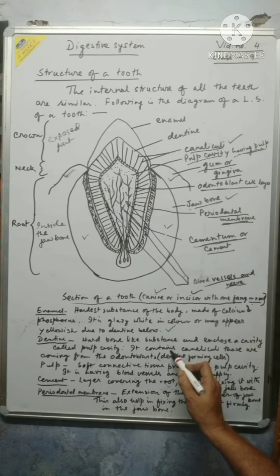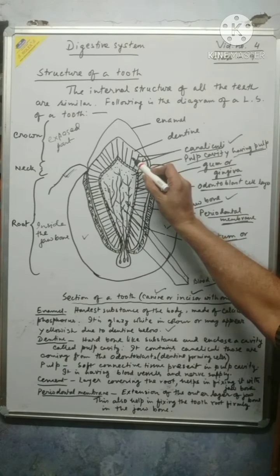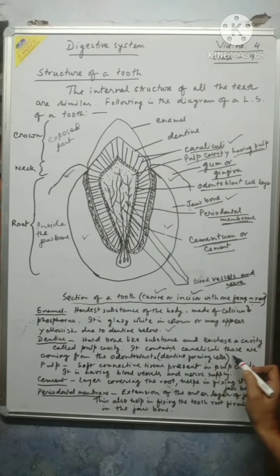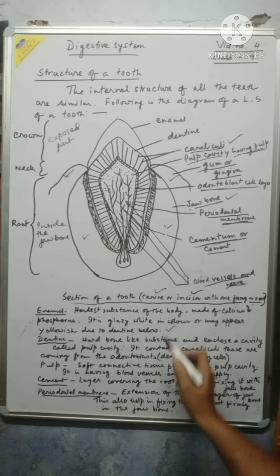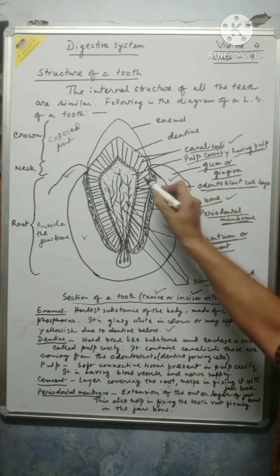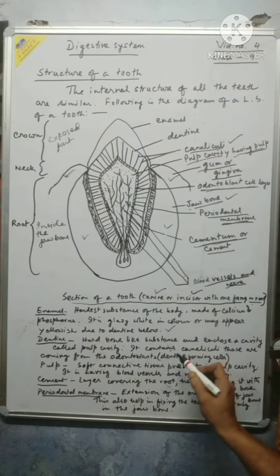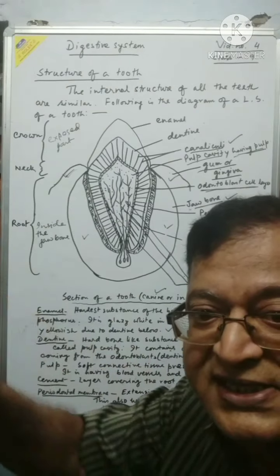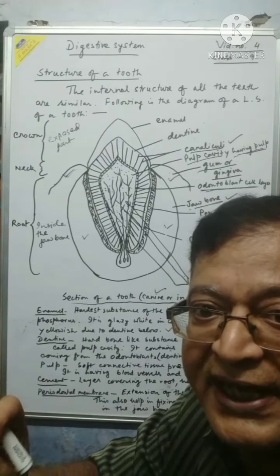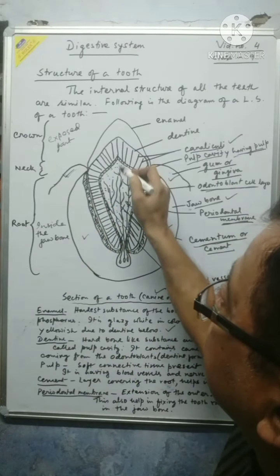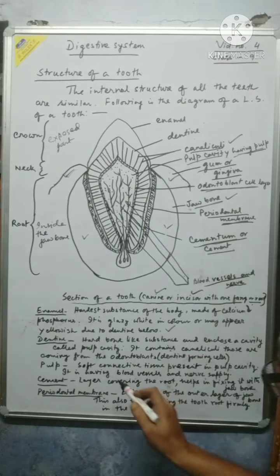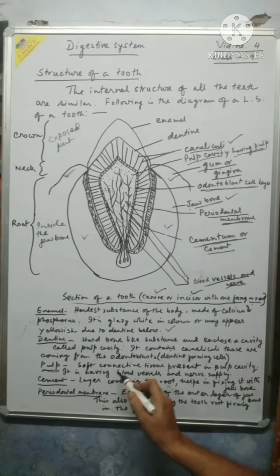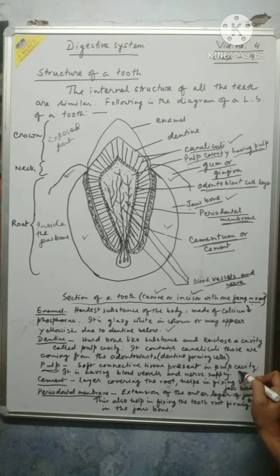It contains canaliculi. Look at that, canaliculi is labeled here. Those are coming from the odontoblast cells. These are the odontoblast cells layer. This layer is actually forming the dentine. That's why protoplasmic processes go into the dentine, which appear like lines. That is canaliculi.